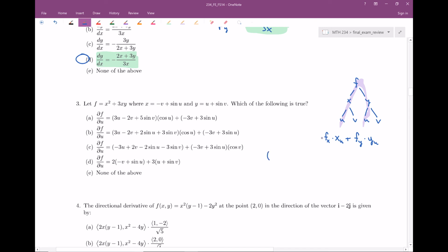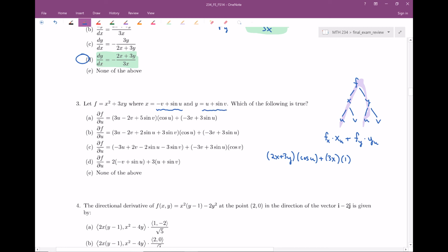So let's go ahead. The partial of f with respect to x is going to be 2x plus 3y. The partial of x with respect to u, I think that's just going to be cosine of u, plus the partial of f with respect to y, that's just going to be 3x, and the partial of y with respect to u, that's just going to be 1. Okay, now as I look at all my answers here, I don't have any that have x's and y's. So they've traded all their x's for negative v sine u, and all of their y's for u plus sine v.